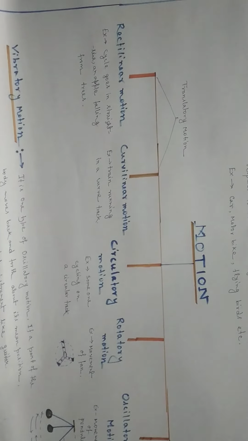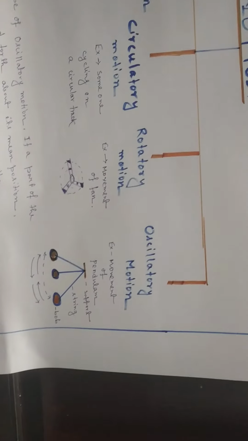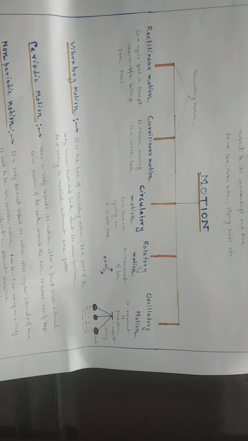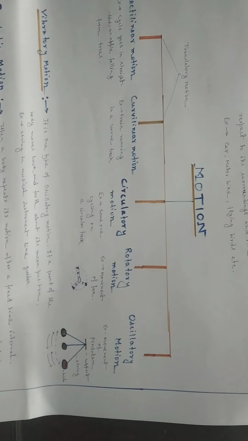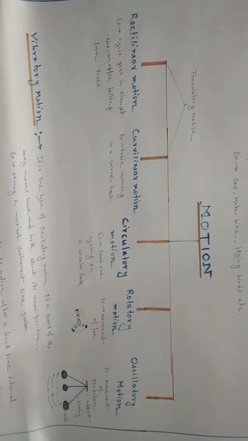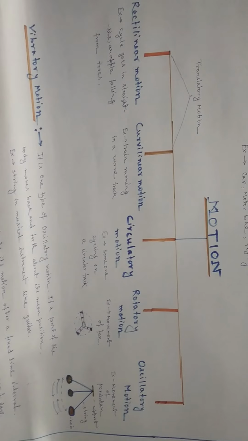Then motion can be divided into 5 categories. What are they? Rectilinear motion, curvilinear motion, circulatory motion, rotatory motion, and oscillatory motion. Now rectilinear motion and curvilinear motion together are called translatory motion.